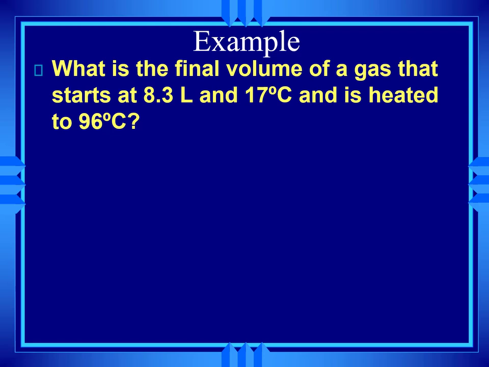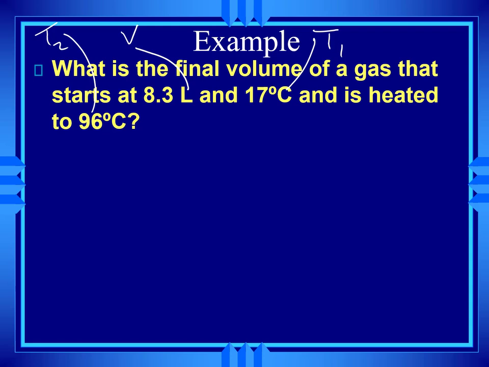So what's the final volume of a gas? It starts at 8.3 liters and 17 degrees Celsius and is heated to 96 degrees Celsius. So it gave me 8.3 liters, that's a volume. 17 degrees Celsius, that's a temperature. Heated to 96 degrees Celsius, that's a second temperature. Notice I don't put the second T because eventually we're going to get to equations where there's only one temperature. There's only one volume. So that's why I don't put numbers in until I find the second one.